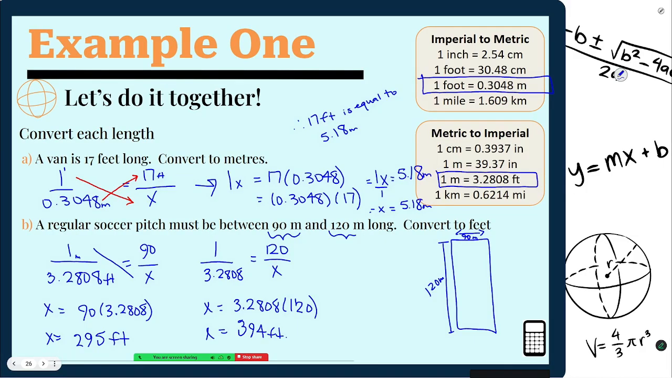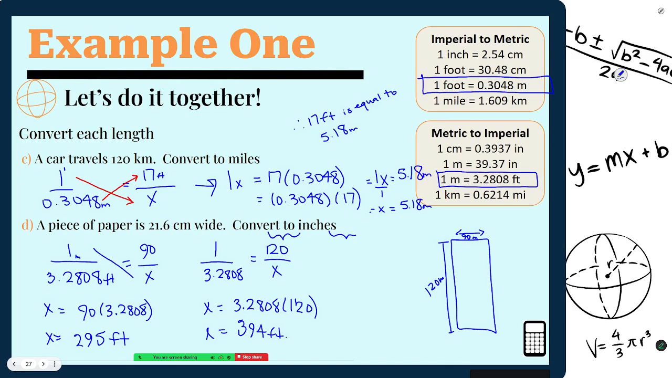394 feet. So if you want to create a soccer pitch, you want it to be legal length and width, you don't know how to figure out meters, you can convert it to feet. It should be 295 feet by 394 feet. There we go. The next example tells us to convert lengths. So here we are converting, the other one was lengths too.